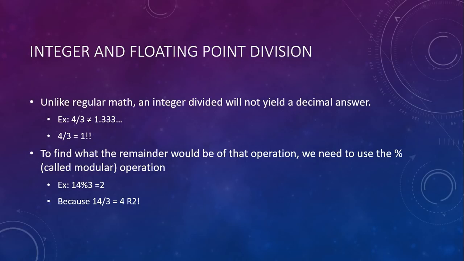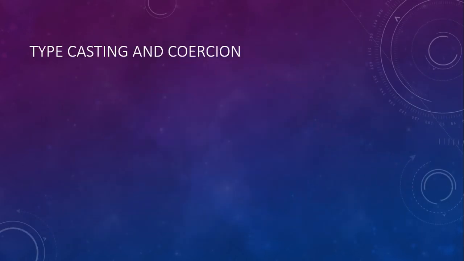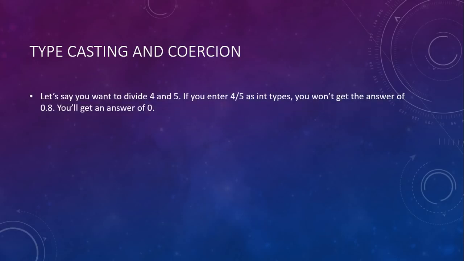Right? That's really all it is. So, assuming not 3, but 4 times. So 4 remainder 2. Now, that leads me into my next point here. Let's say we want to divide 4 by 5. If we enter 4 and 5 as int types, we're not going to get the answer of 0.8. We're going to get an answer of 0.